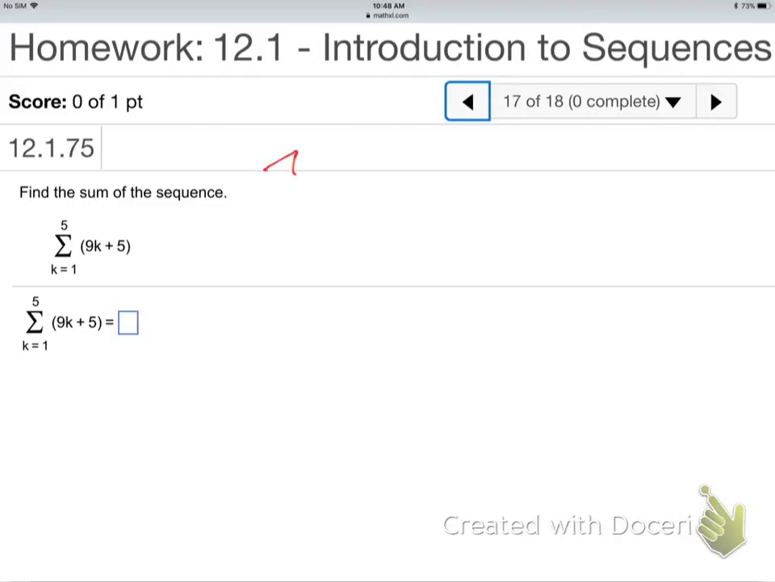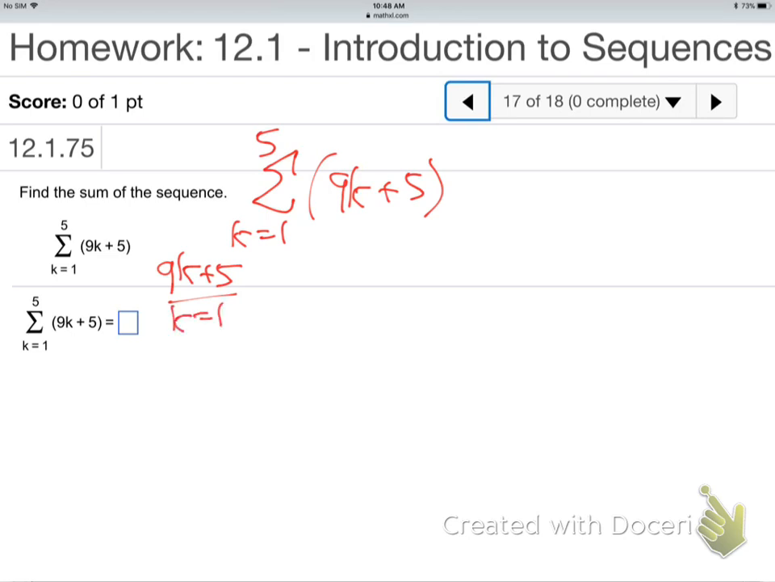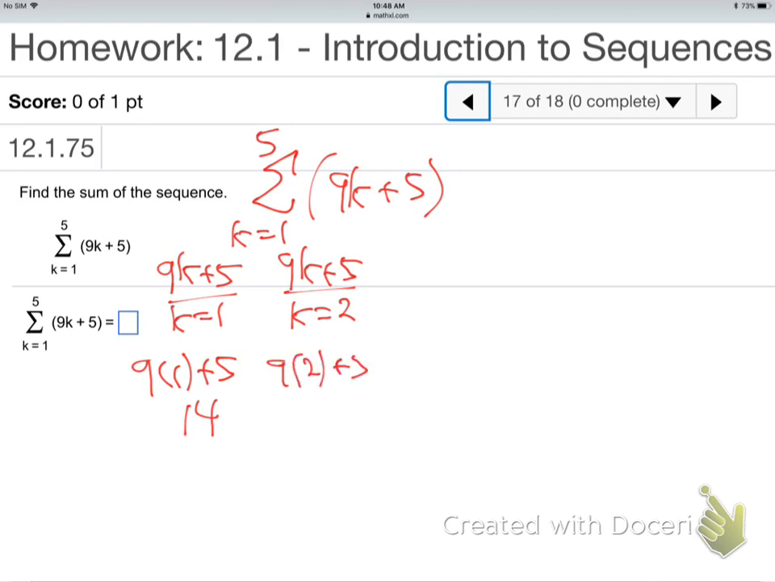All right, so the sum from K equals 1 to 5 of 9K plus 5. I would just work this out by hand. I just plug in 1, plug in 2, plug in 3, plug in 4, plug in 5. So take the formula 9K plus 5 and plug in K is 1. So 9 times 1 plus 5, what's that, 14? And then take the formula 9K plus 5 and plug in 2. Get 9 times 2 plus 5, what's that, 18 plus 5, 23?